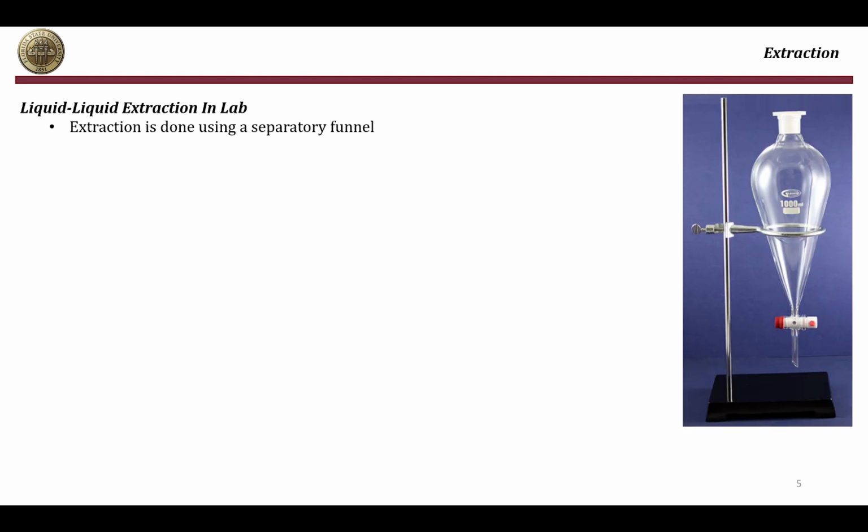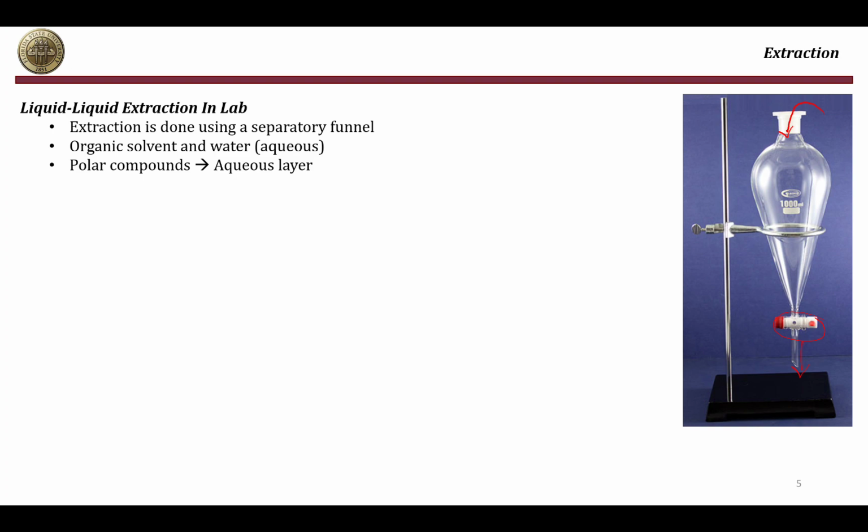So how does liquid-liquid extraction in a lab work? Extraction, first of all, is done using this glassware, which is called the separatory funnel. Usually the mixture or the solvents are added from the top, and then everything which needs to come out is released by opening the tap, which is here. Usually an organic solvent and water, which is usually called the aqueous layer, are used during extraction.